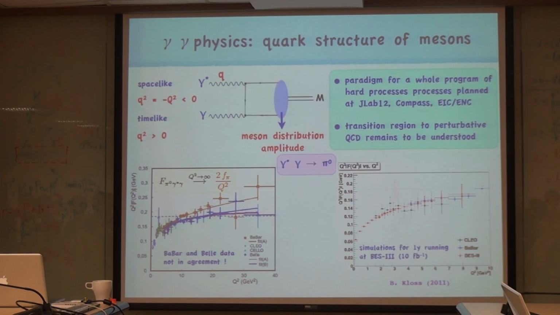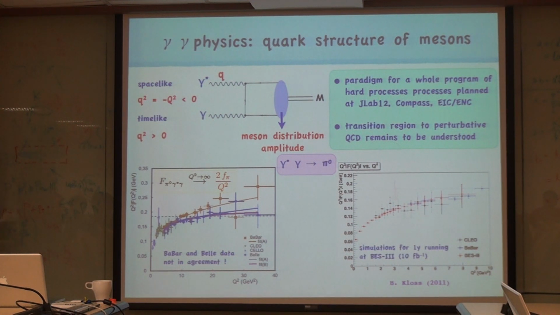Now, the data situation is not completely clear. At low virtualities, there were older data, basically by CLEO. The more recent ones show indication towards this line, but the most recent measurements by BaBar and by Belle are not in agreement. Although the error bars here are large, even in the intermediate range, there is a clear discrepancy.